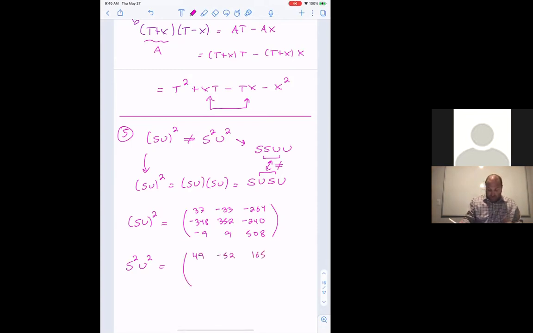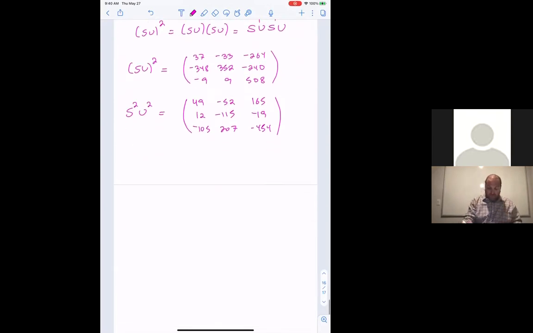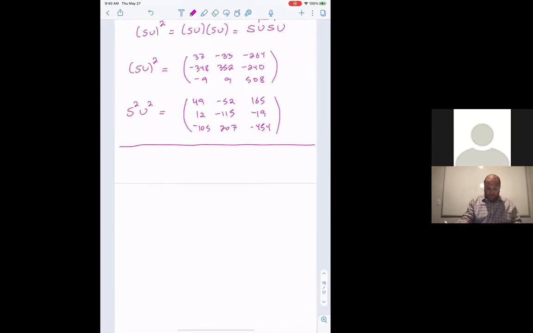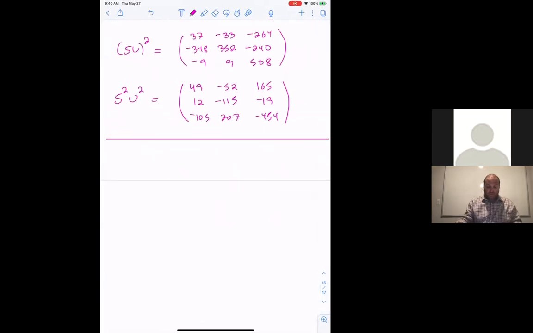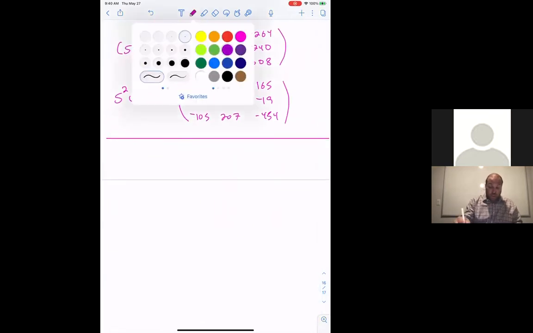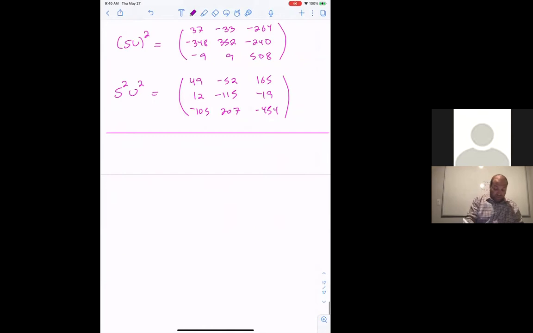I don't even have to keep going. I already see the first entries are not the same, so I know they're not equal, but just for completeness, I get a completely different matrix, not even close. They have nothing to do with each other. So they are not equal. Matrix multiplication is not commutative. All the properties, all the results that are consequences of that still hold. Question 6.